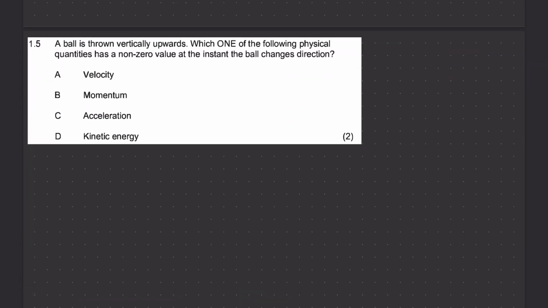Question 1.5. A ball is thrown vertically upward. Which one of the following physical quantities has a non-zero value at the instant the ball changes direction? So we know that if an object goes up, at some point it's going to stop. And at that point that it stops, the velocity is equal to 0. This is at the max height. So immediately, I think we can eliminate velocity because they're looking for the one that has a non-zero value. Velocity has a 0 value.